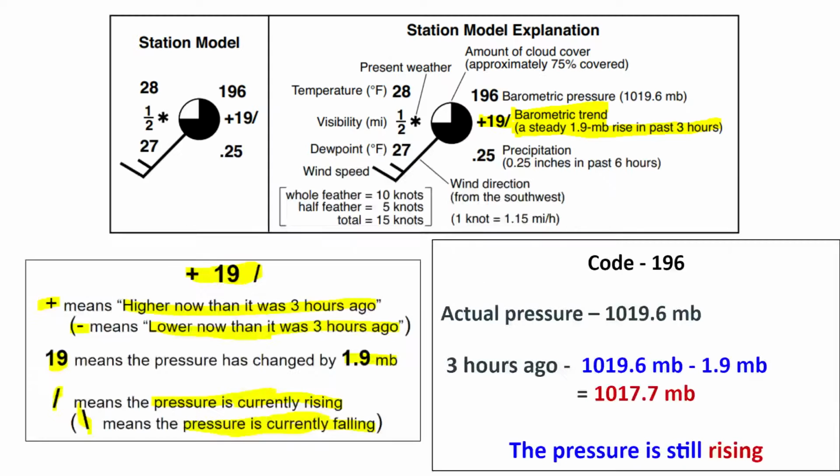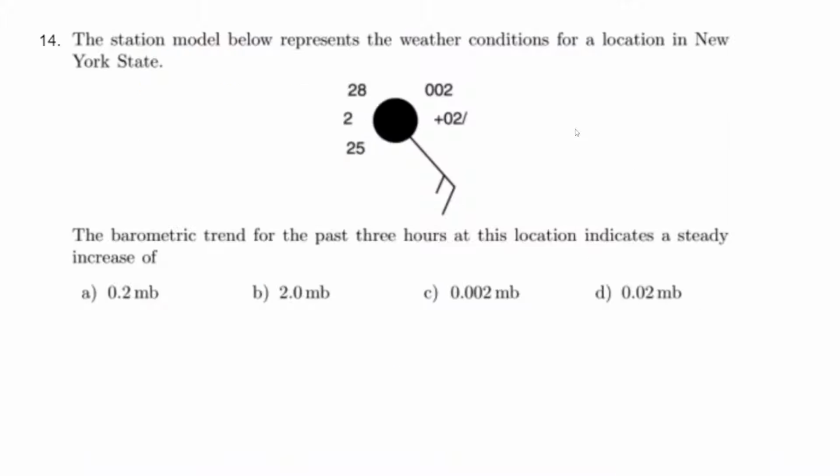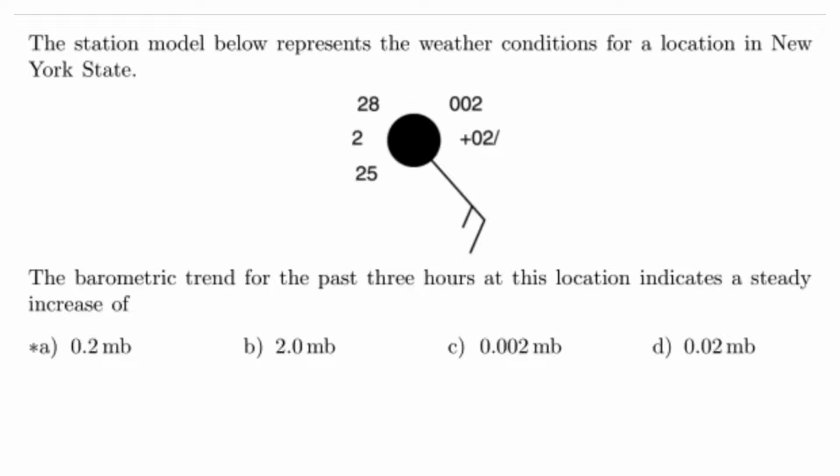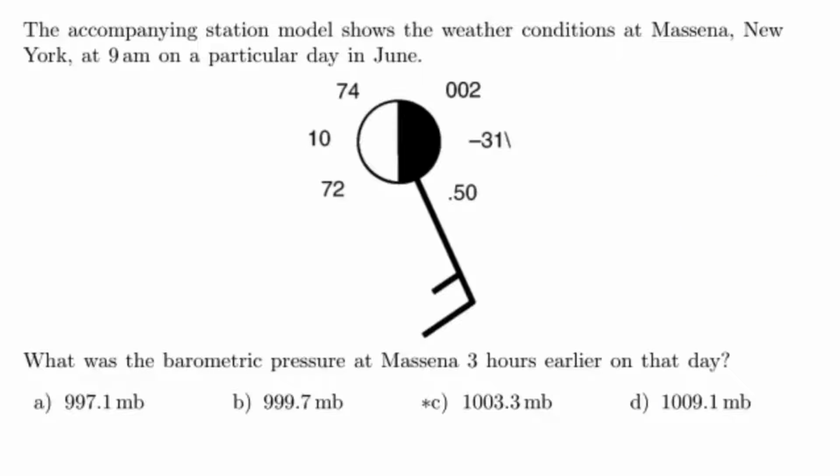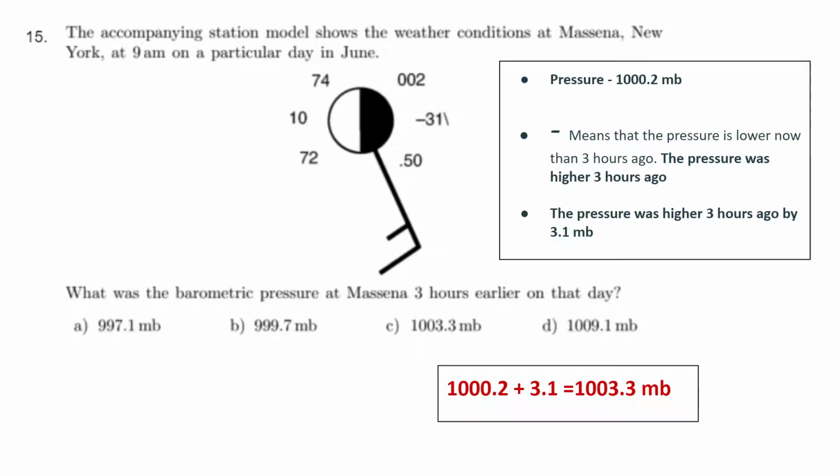If you tend to forget, an example is right here. 19 is the same as 1.9 millibars. So go ahead and pause this video. Actually, I already gave you the answer. For number 15, the correct answer is actually C, 1003.3 millibars.